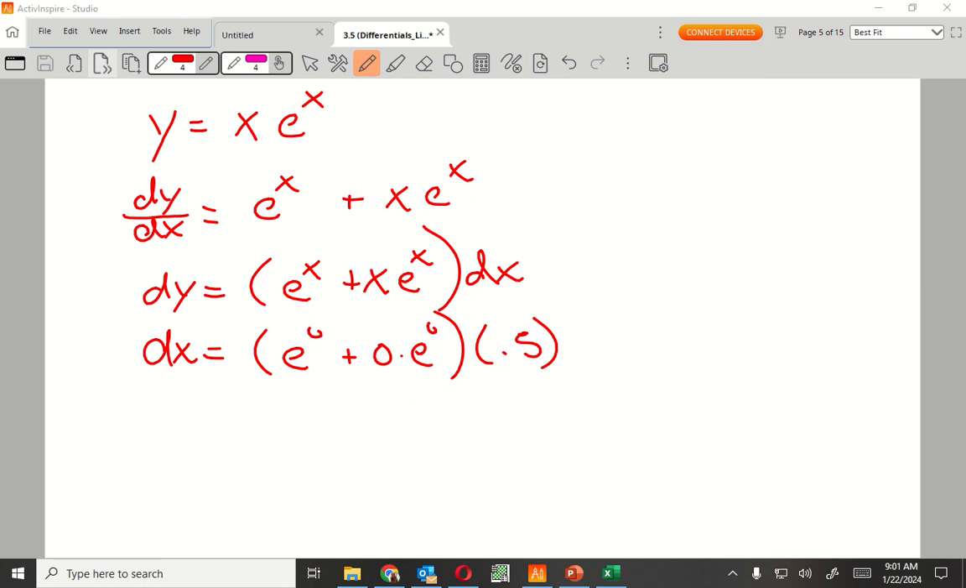What is e to the 0? Anything to the 0 power is 1, right? And this one right here is going to be 0, so it's going to be 1 times 0.5. So my delta, I'm sorry, this left side over here is supposed to be a y. I'm not very good at penmanship.